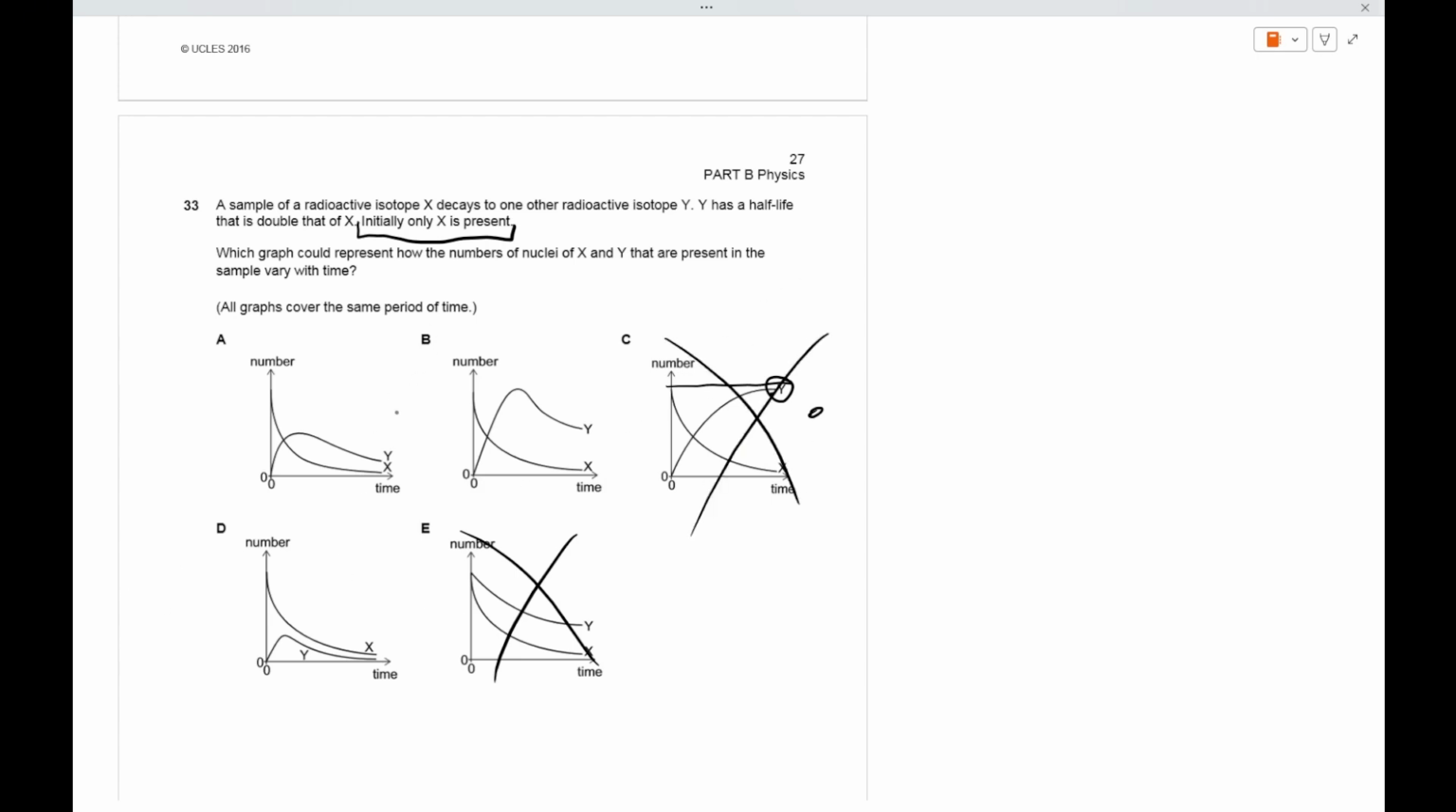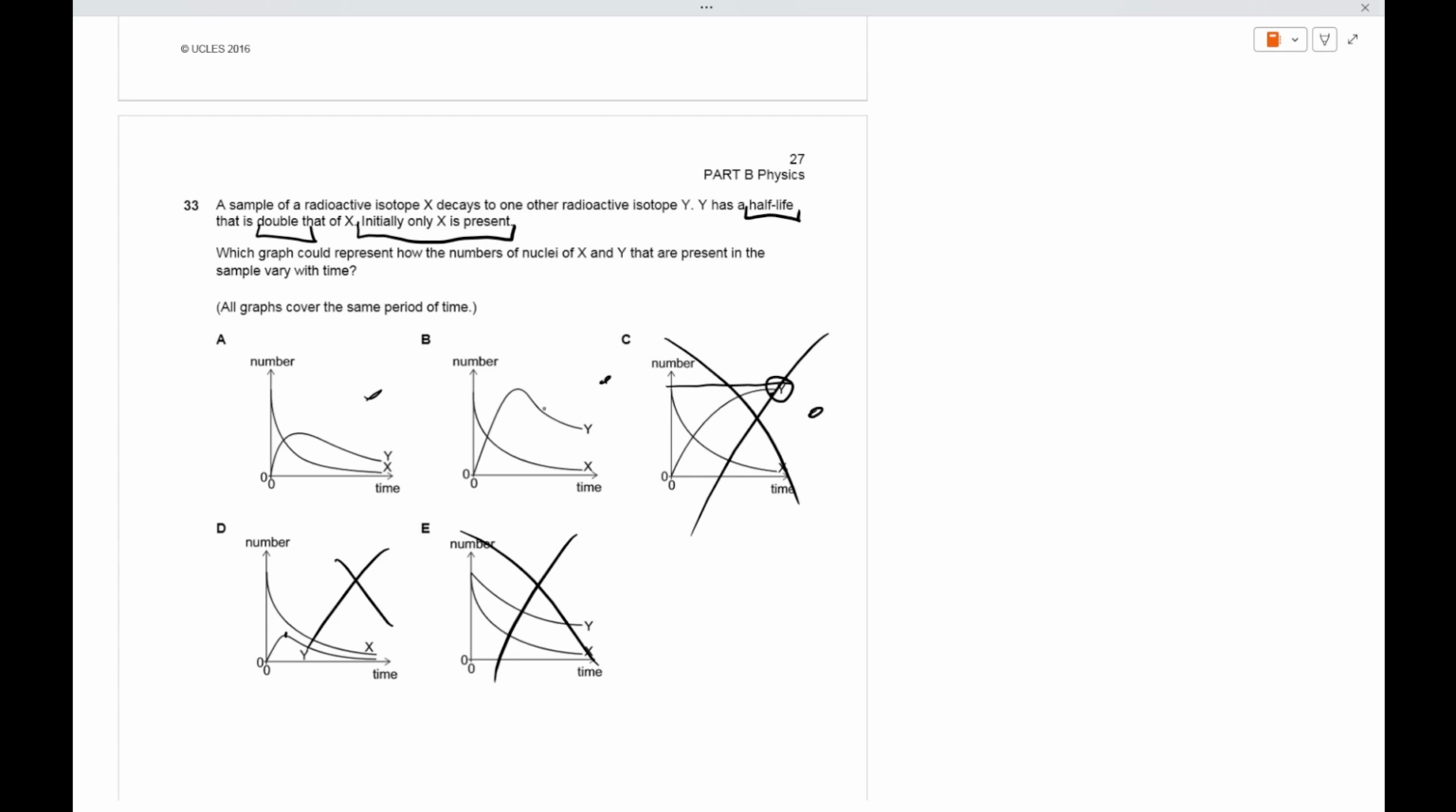The next one we can cancel is d, because in d we can see that the peak is too low, too early and too low. This would indicate that y has a very high activity, but we know that's not the case because the half-life of y is actually double that of x, so the rate of decay should be much slower than that. We know that it's not d either, so it's either a or b.